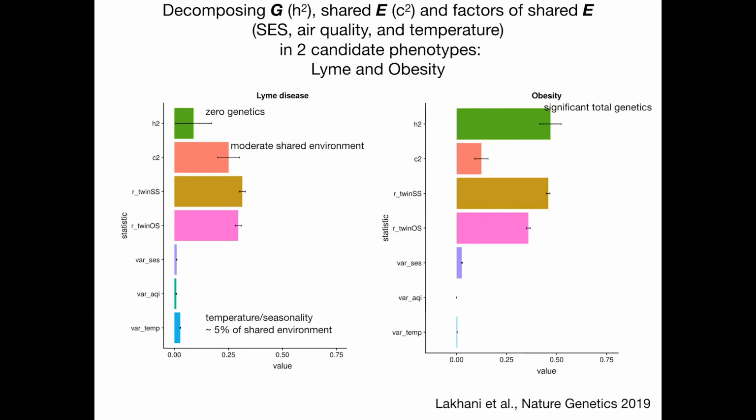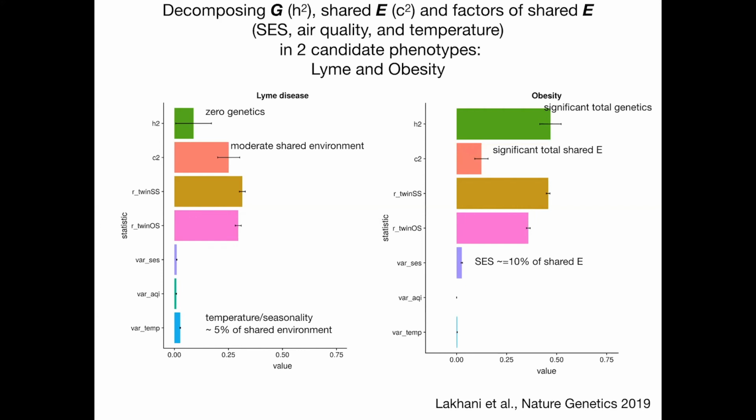With obesity, you have a significant total genetic component. You also have a significant total shared environmental component. And of that shared environment, you have the exposome, with a significant socio-deprivation index, as well as other factors that contribute to that shared environment.